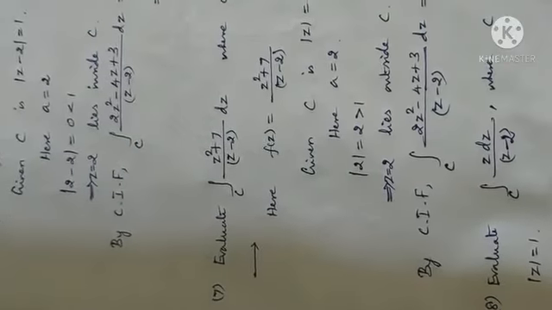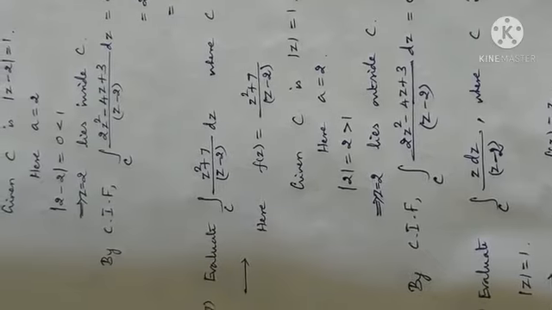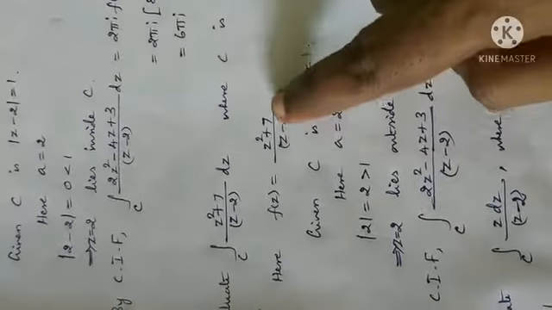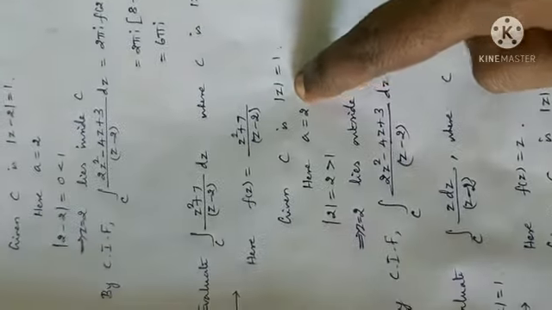If a lies inside the curve, the answer is 2 pi i into f of a. If a lies outside the curve, the answer becomes 0. Let us write f of z. What is C given? C is mod z equal to 1. A is 2 here.